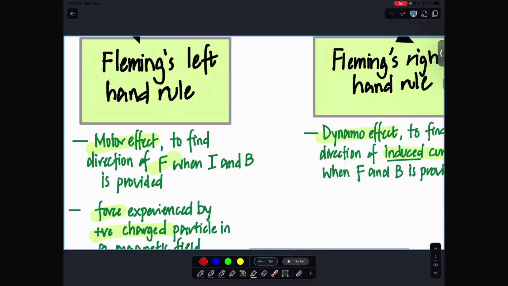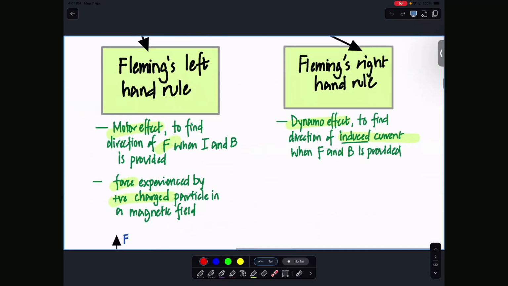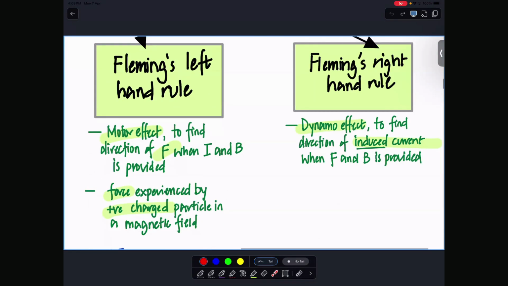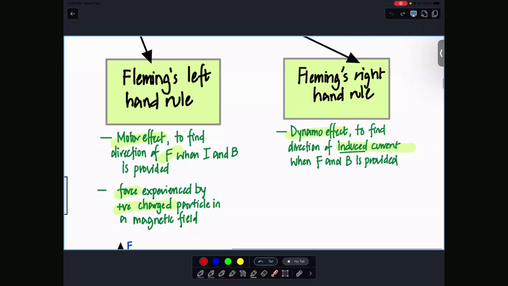The Fleming's left-hand rule and the Fleming's right-hand rule. Now you need both. In O levels I sometimes used to say just knowing one is enough, it's not that important, but in A levels you need to know both of them. So when is the left-hand rule used? For the motor effect, and the right-hand rule for the dynamo effect. But sometimes students don't know what the motor effect and the dynamo effect are. If you don't know, it doesn't really help.